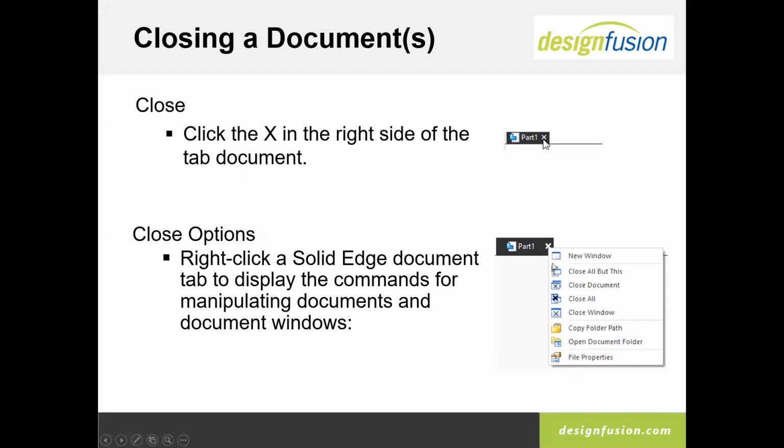For the close options, instead of clicking here, if you right click, it gives you additional options. So you could, for example, close all but this, close all the windows, and so forth.